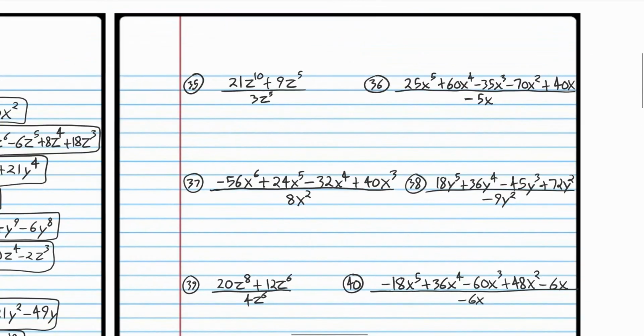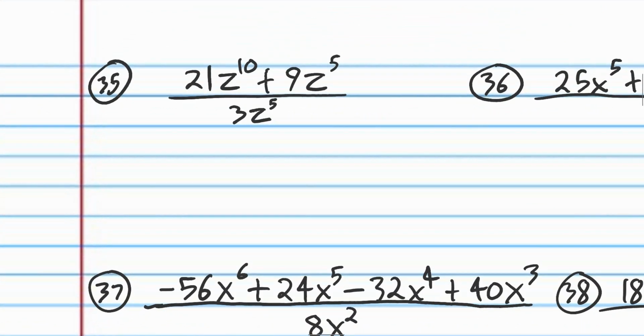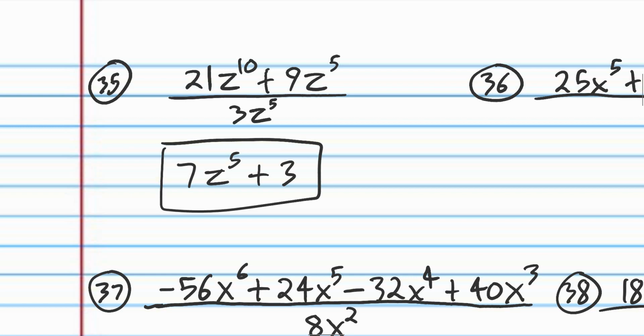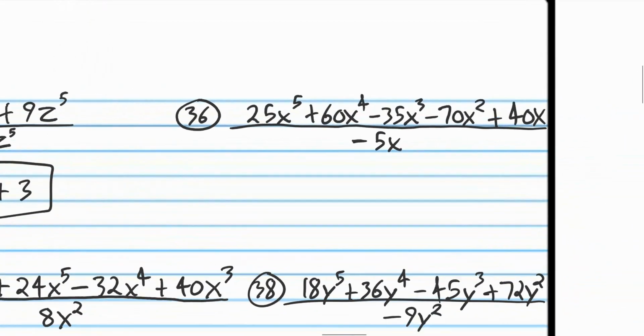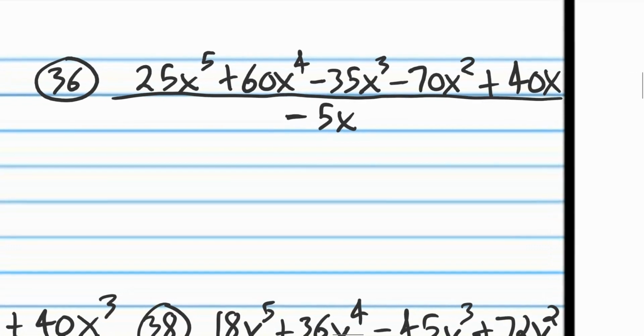Let's attempt one more of these problems before you try one on your own. 21 divided by 3 is 7. z to the 10th over z to the 5th. 10 minus 5 is 5. 9 divided by 3 is 3. And now we have something special happening because the powers are the same. So 5 minus 5, that would just be 0. So that means you don't write any z's at all. They just disappear. So that looks correct. So now it's time for you to try. So go ahead and try 36, and when you come back, we'll do it together.